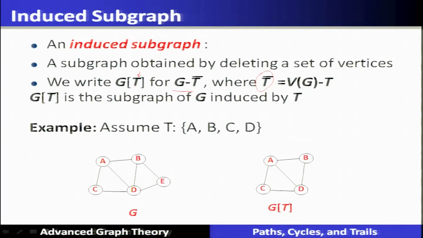So let us take this particular graph G and the set of vertices T as A, B, C and D. So V minus T will become T prime, and V minus T is basically E. So if you remove not only that vertex but all its edges, the resulting graph which you will obtain is an induced subgraph of T. So that is what is represented over here.